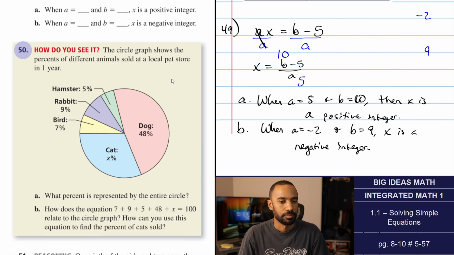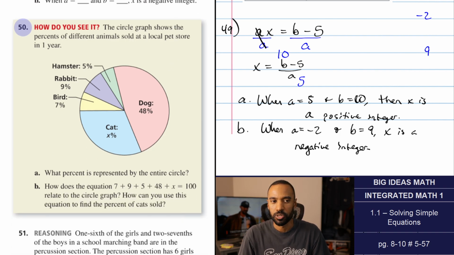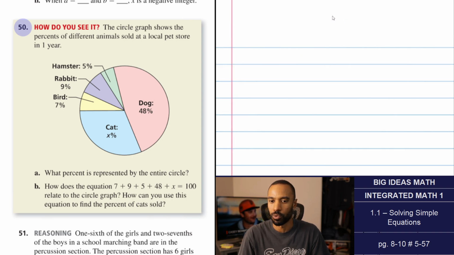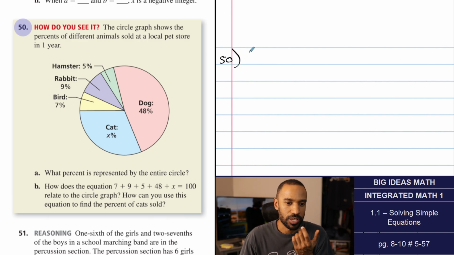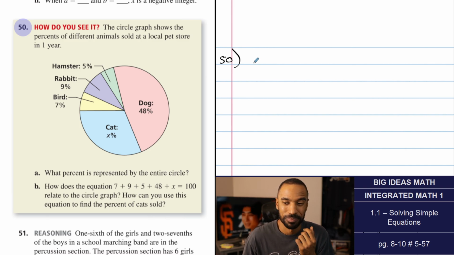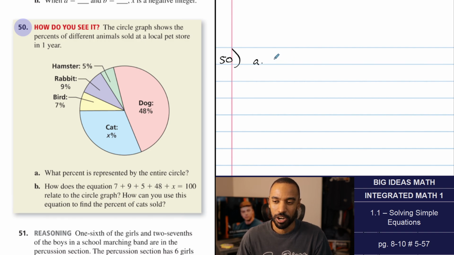How do you see it? The circle graph shows the percents of different animals sold at a local pet store in 1 year. Okay. Where are my guinea pigs? Hamster, close enough. What percent is represented by the entire circle? Well, should be 100%. All these pie chart things, 100% of the circle, 100%.